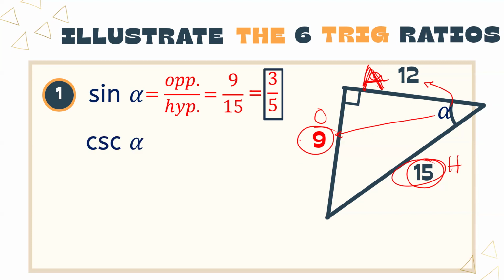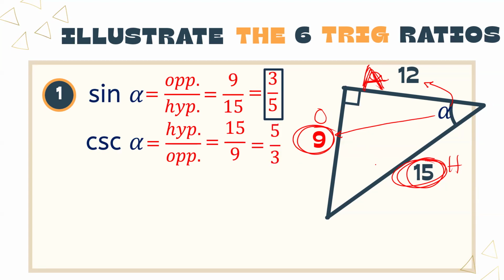Next, let's go to cosecant theta. That's hypotenuse over opposite side. What's the hypotenuse? 15, very good. Opposite side, 9, very good. So that's 15 over 9. Simplify, 5 over 3. Very good.